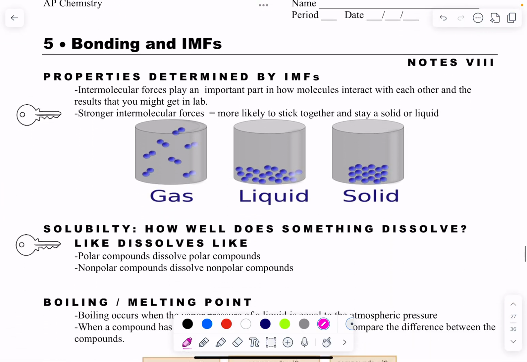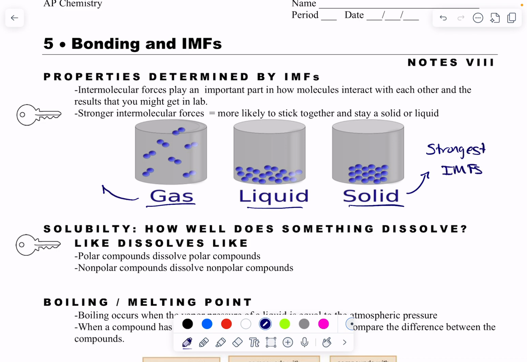Okay, let's go through notes 8. At one point in this, I'm going to have you pause the video and draw some Lewis structures. But I want you to think about phases of matter. We've got gases, liquids, and solids. And you should know that solids have the strongest intermolecular forces, where gases have the weakest. We even said in the gases unit they kind of have no intermolecular forces so long as they're very far apart from each other.